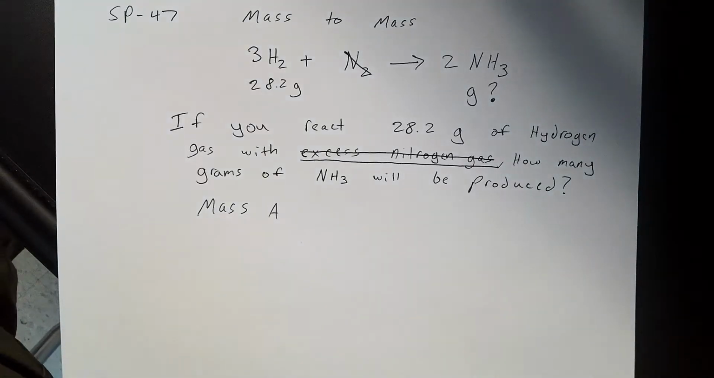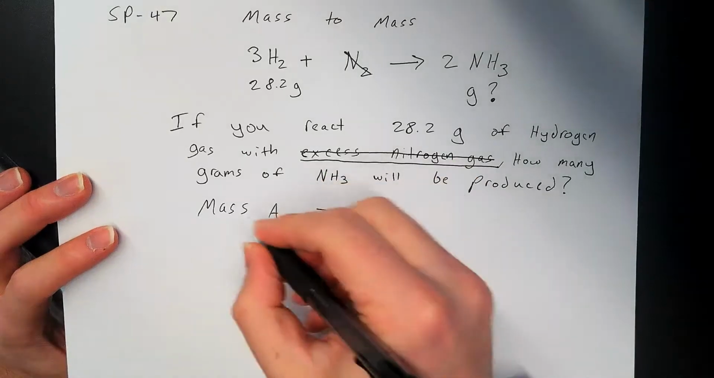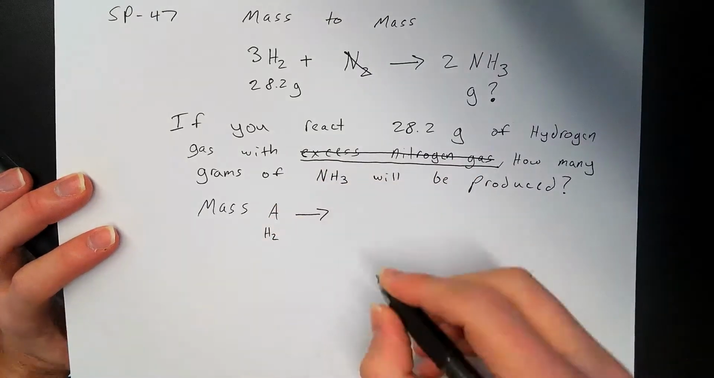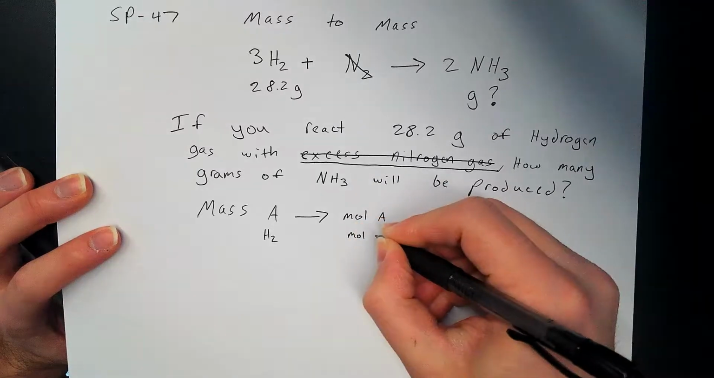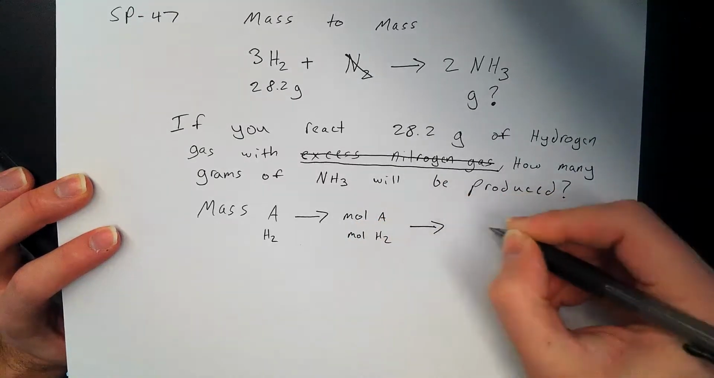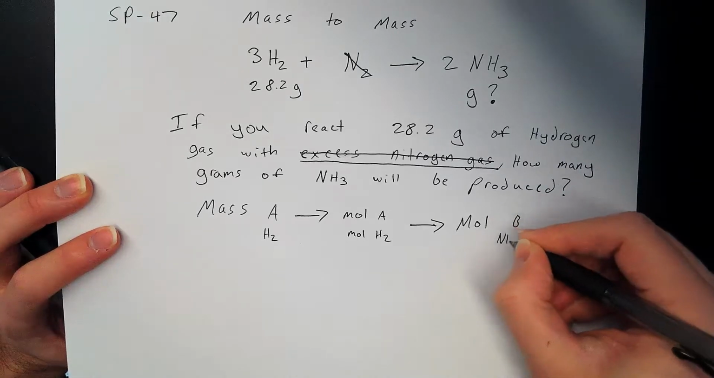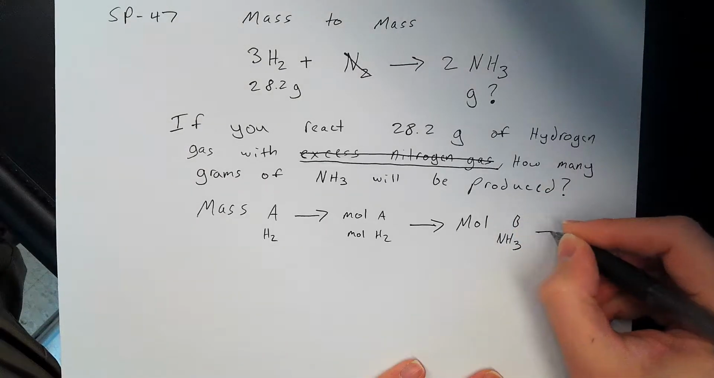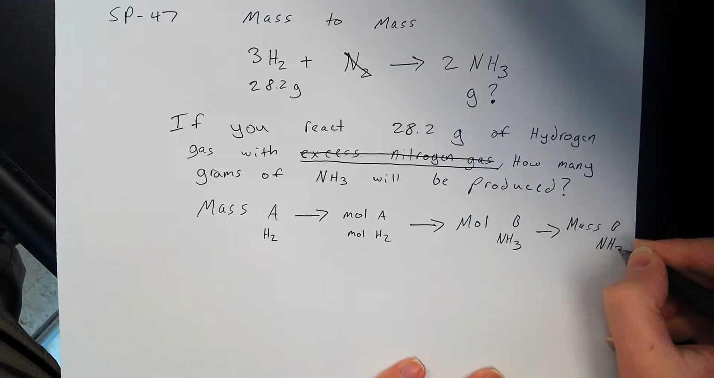I'm showing you everything that I really like. This is how I suggest people do this if they're not sure. And some of you, I know, are going to not be sure. So you're going to do mass of A, in this case that's H2. You're going to convert to moles of A, which in this case will be moles of H2. Then you're going to convert to moles of B, which in this case will be NH3. Then you'll convert to mass of B, which again is NH3.